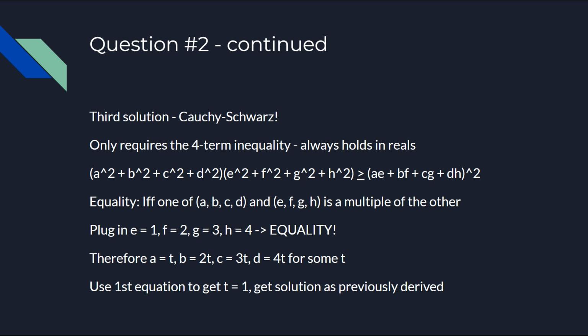That means that the sequences a, b, c, d and x, y, z, w have to be what I call proportional. So there's a constant; when you multiply one of those sequences by it, you get the other sequence. So what I did was set x equals 1, y equals 2, z equals 3, and w equals 4. And notice that when we plug into these expressions and use the given equations, the two sides of the inequality are equal. As a result, there has to be a constant t where a equals t, b equals 2t, c equals 3t, and d equals 4t. We can use the first equation to obtain t equals 1 and the solution.